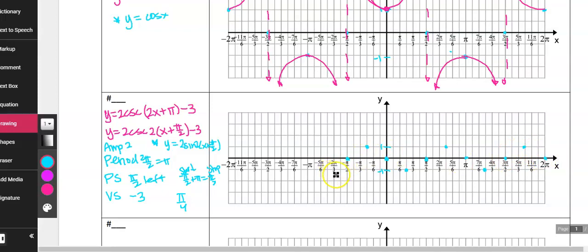I'm just going to do a couple here so you can see it. Okay. So this is my guide graph. I've done everything except stretch it. Let's go ahead and put the amplitude in here. So I'm going to do everything except the vertical shift. I'm going to go ahead and stretch as well. So we had amplitude of 2. So you can see I've marked at 1, but I'm going up to 2 and down to negative 2.